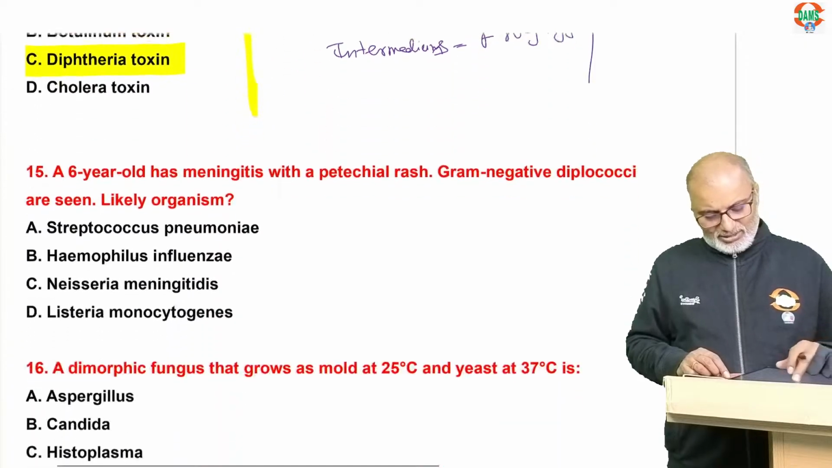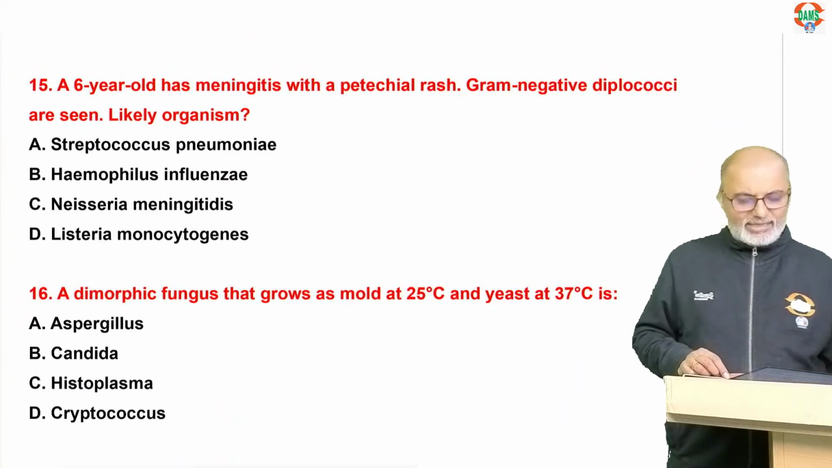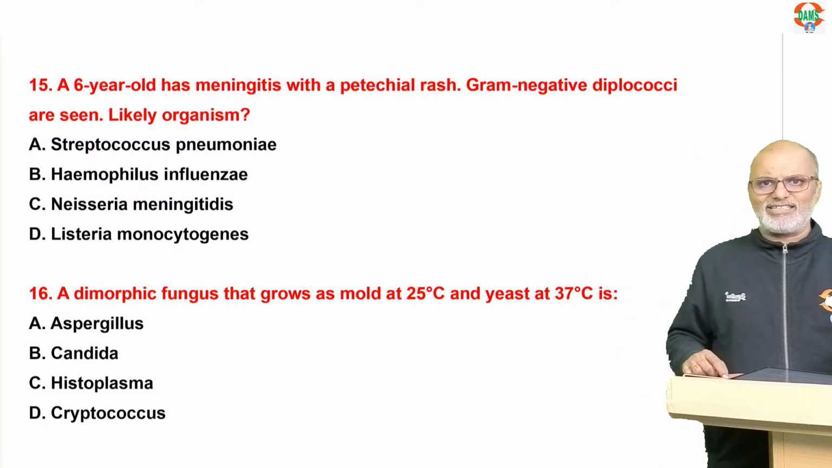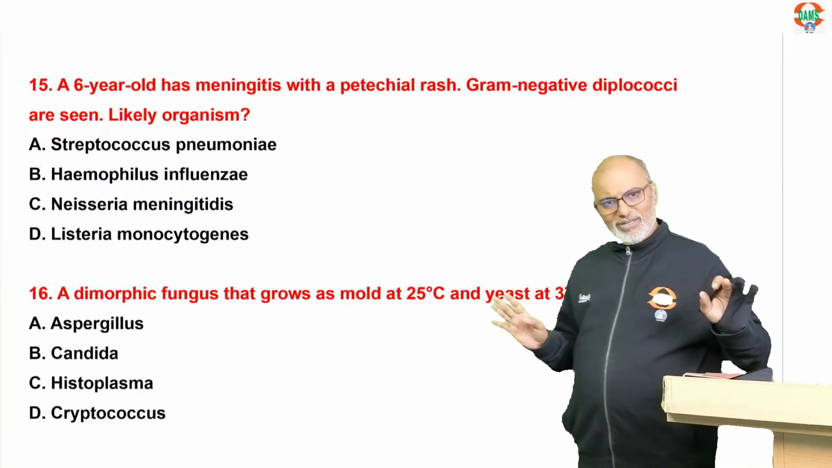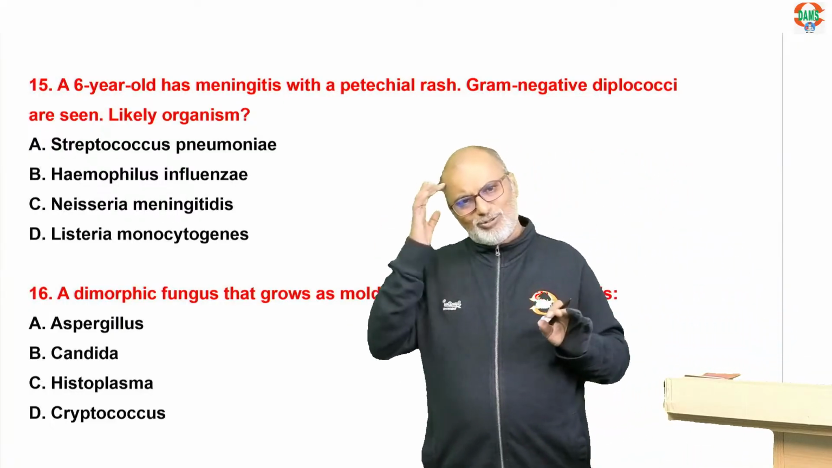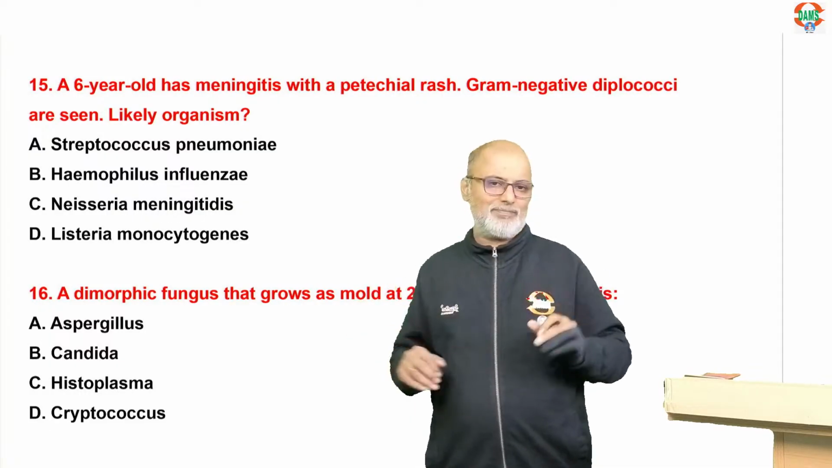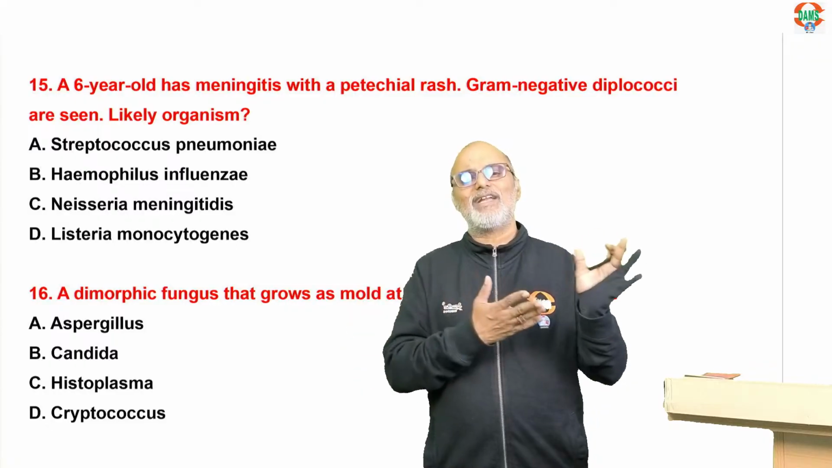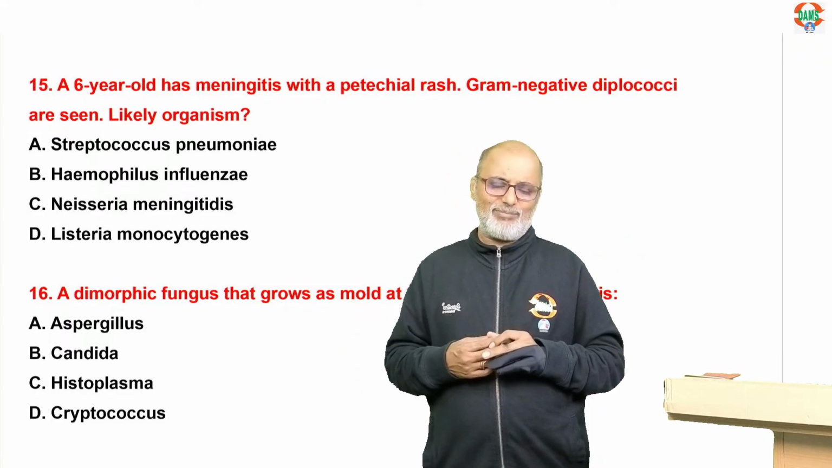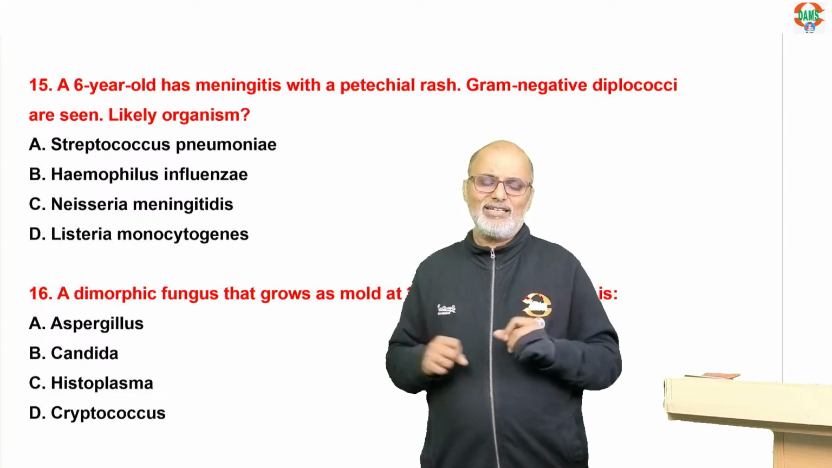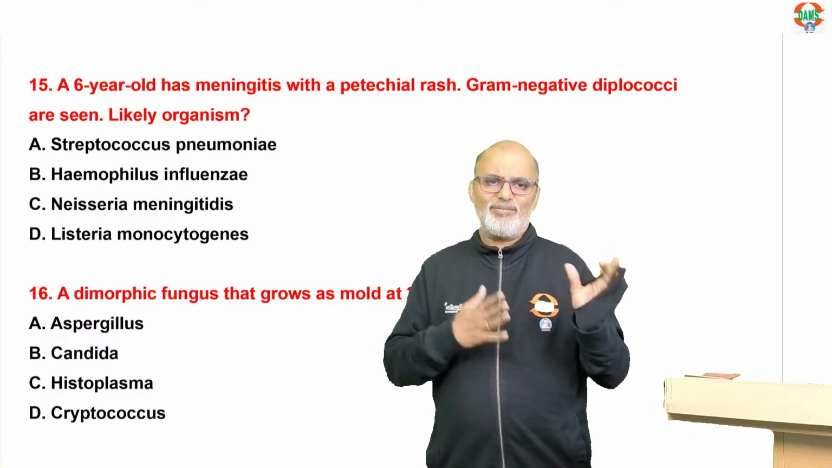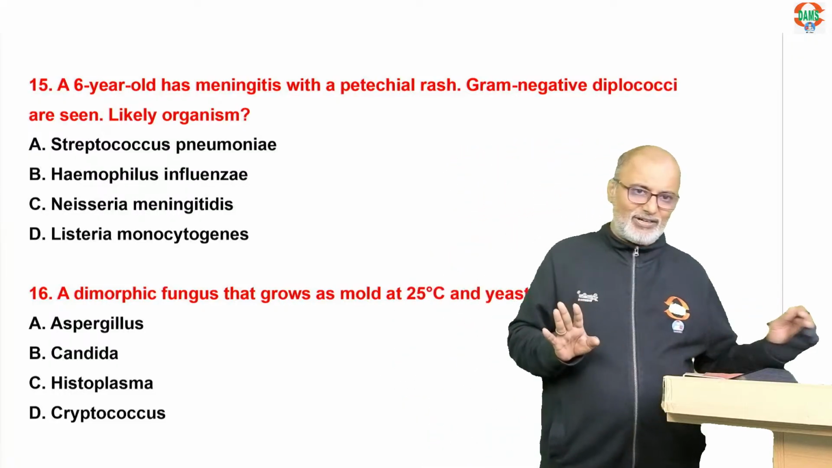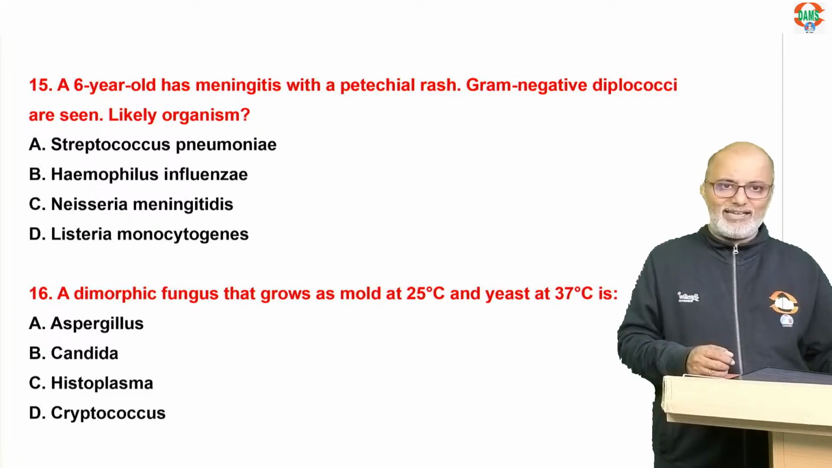Next is, a 6-year-old has meningitis with petechial rash. Gram-negative diplococci are seen. Likely organism? Without meningitis, you cannot make a question. Without CNS infection, we cannot make a paper. So CNS infection means always meningitis and encephalitis. Who are the organisms causing it? 80 to 90% are bacteria. Encephalitis is associated mainly with viruses. But nowadays they concentrate on Streptococcus and Naegleria also.